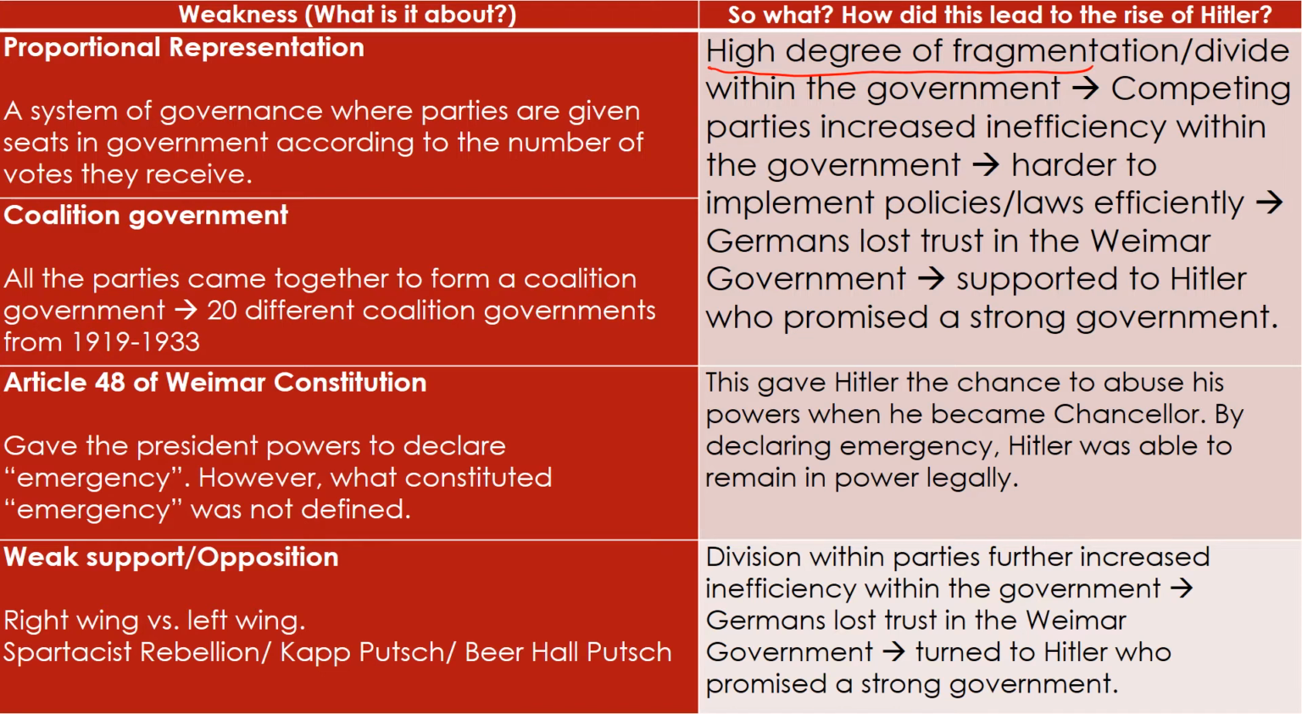I'm not going to go through these three because the information is in your textbook. It's good for you to know. Just roughly read and understand what exactly is happening. So the main idea here is that there's so much division within the parties that it increased the inefficiency of the government. Over time, they are not able to implement policies, they are not able to solve unemployment, they are not able to solve the devastation Germany faced, and therefore they turn to people like Hitler and the other extremist parties who said, I can solve it, so give me a chance.